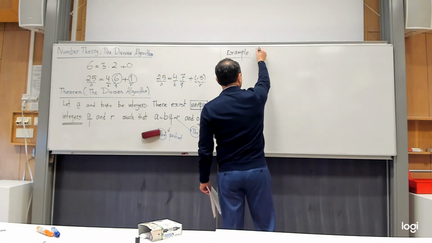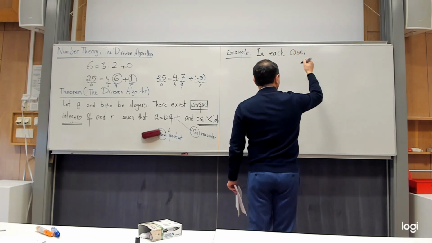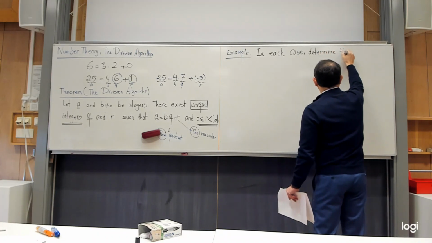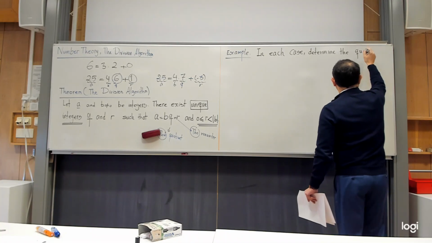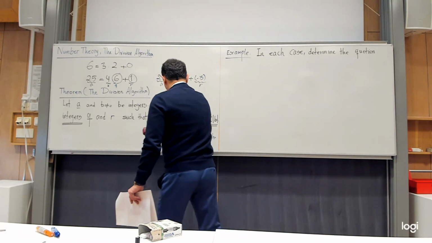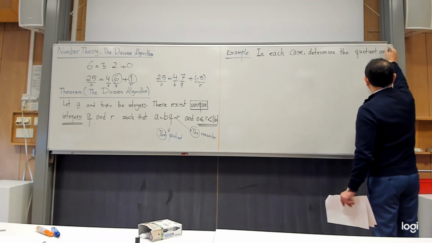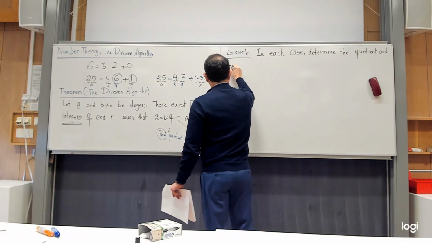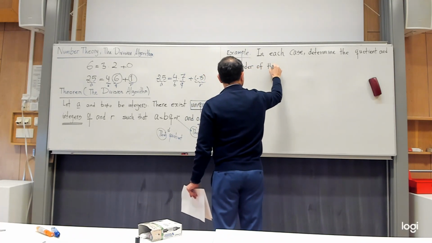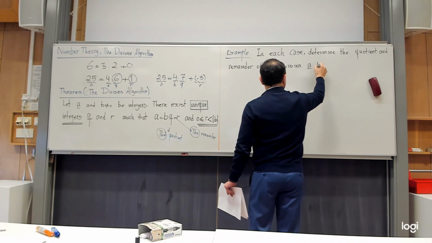In each case, determine the quotient and remainder of the division of A by B.